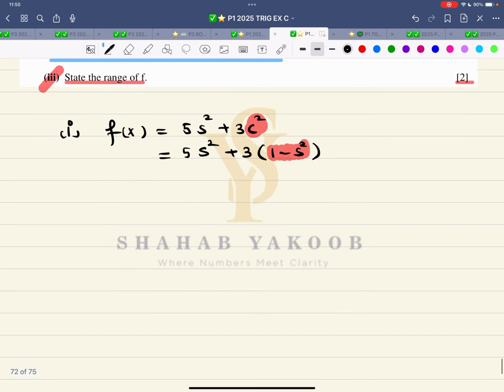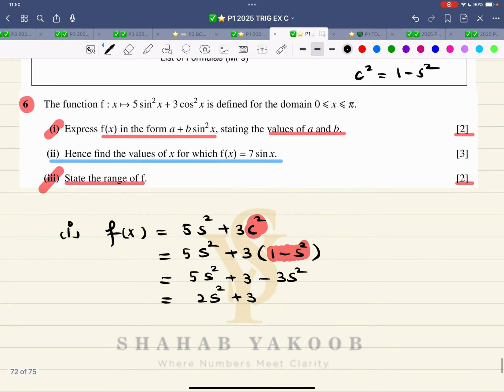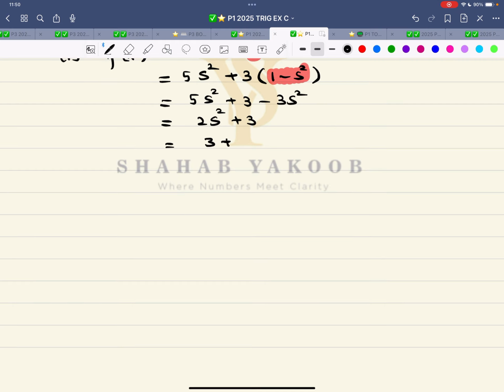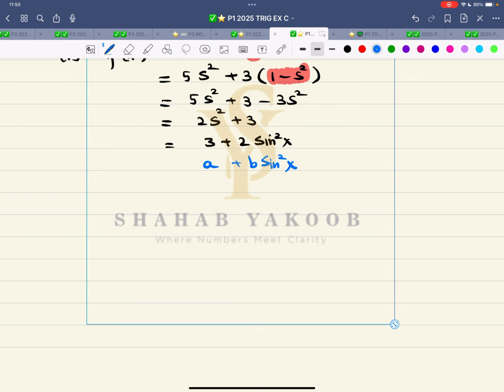All good, all clear? Open up the bracket. That is 5 sine square plus 3 minus 3 sine square. This becomes 2 sine square plus 3. They have written in the format a plus b sine square x. So this is 3 plus 2 sine square x. You should state the value of a and b.